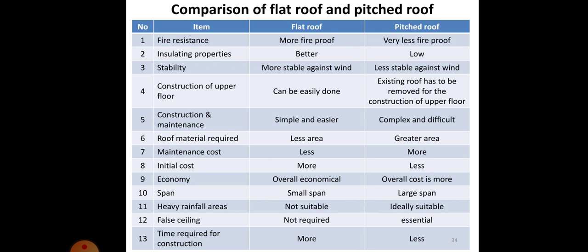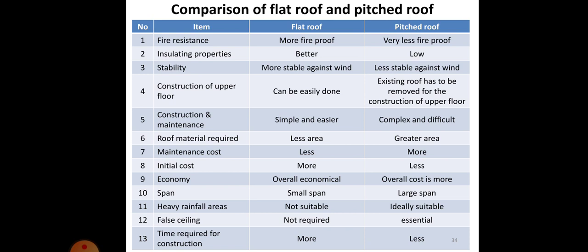Now this table just gives a comparison of the flat roof and the pitched roof. As you see here, various properties or items are listed in the left hand column, and the same is being compared for the flat roof and a pitched roof. So fire resistance, the flat roof is more fireproof, whereas the pitched roof is very less fireproof. Mostly flat roofs are made up of RCC, so it is fireproof. Pitched roof includes various materials like timber, etc., and hence it has less fireproof property.